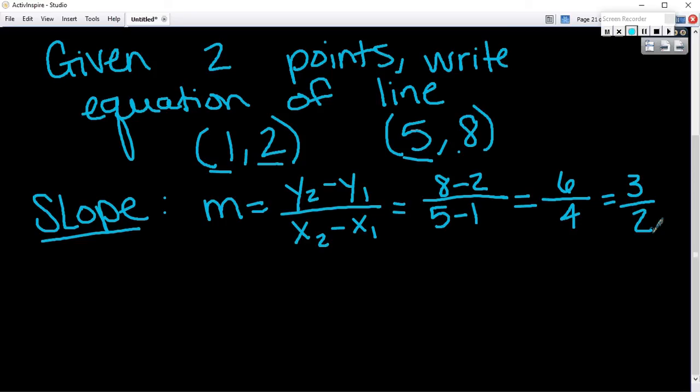We had those two forms. We've got mx plus b, so I would need a b. Or ax plus by equals c. So what's the easiest probably for me to use? The mx plus b. So if I put the slope in there, I have 3 over 2 x plus b. How can I find out what that b is?